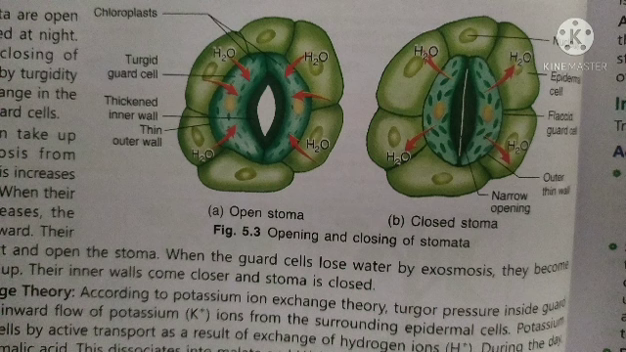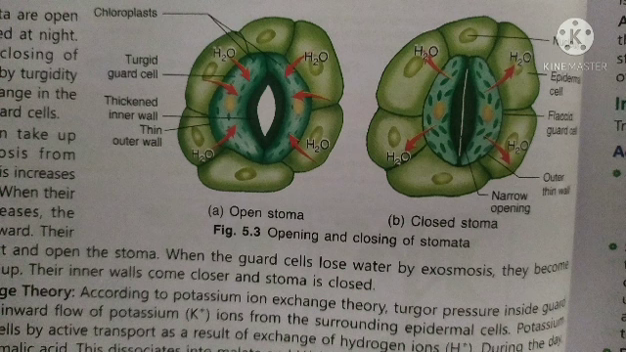But when the turgor pressure of the guard cell decreases, then the inner walls sag, leading to closure of the space between them. This is due to loss of water, that is exosmosis, from the guard cells, resulting in the thicker walls moving closer and finally shutting the opening. So this is how the stomata are opened and closed due to endosmosis and exosmosis of guard cells.